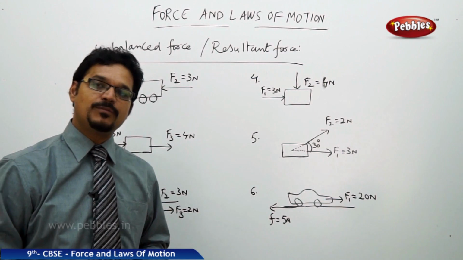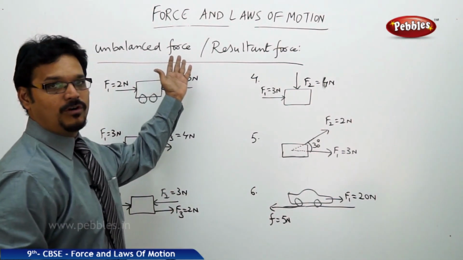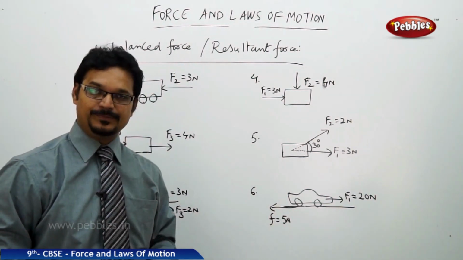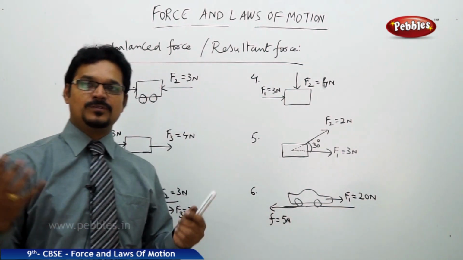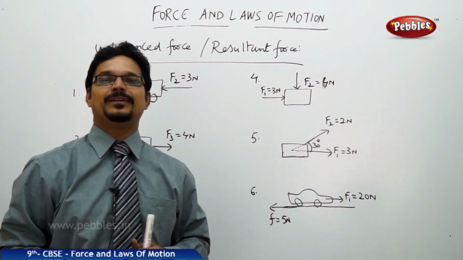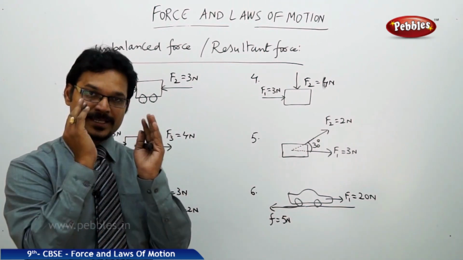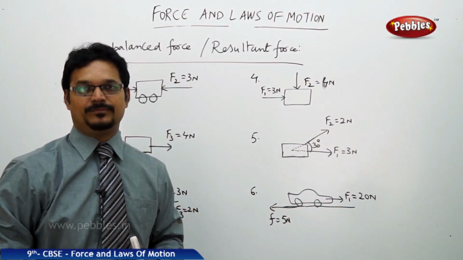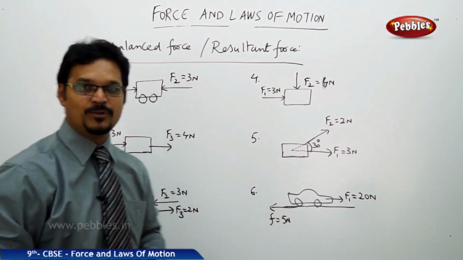So let us discuss unbalanced force. This is also called resultant force. In a resultant force or unbalanced force situation, you have many forces acting on the body, but the net force is not 0. The net force has some non-zero value. Then it is called unbalanced force or resultant force.